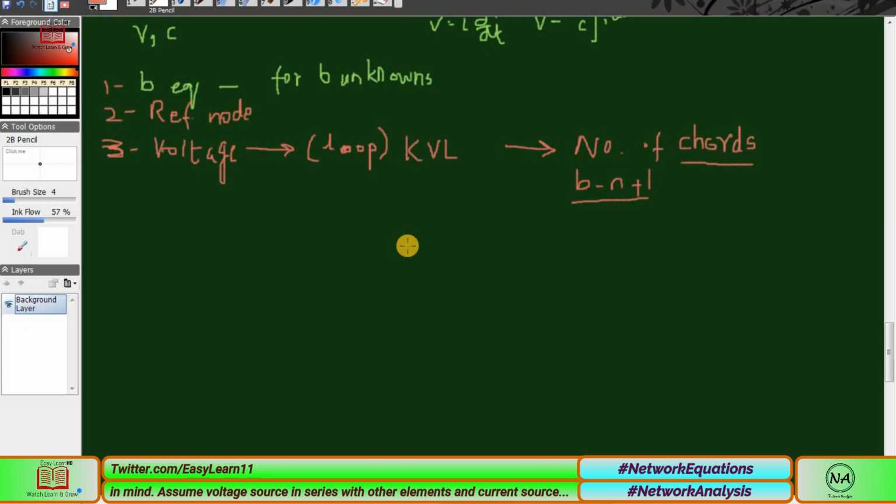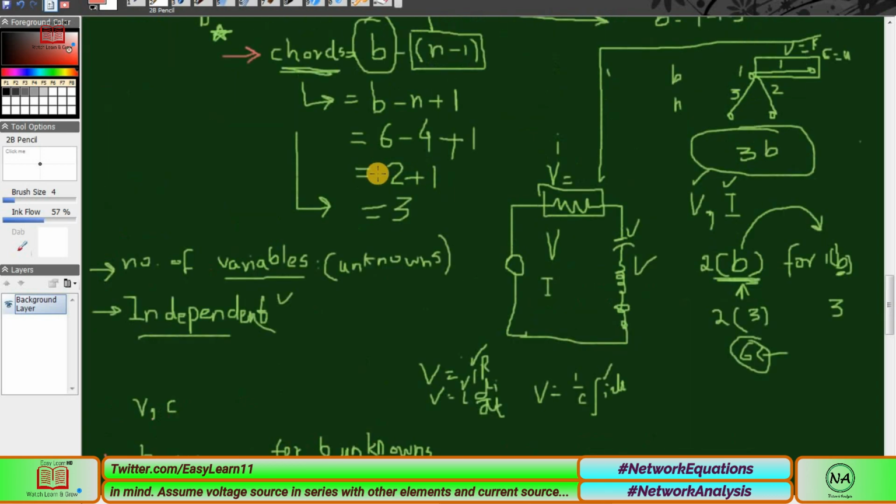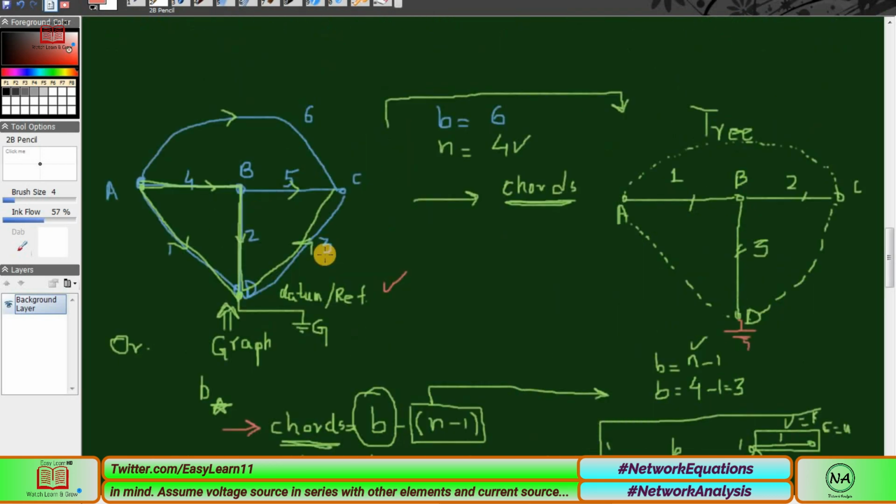And we can apply Kirchhoff voltage law so that we have the total of the B equations. For example, we have the B equations here. If we have B equations, then the answer will be the number of equations we need to write for the KVL. Like here in our case, if we just go back, you can see here we have the B.